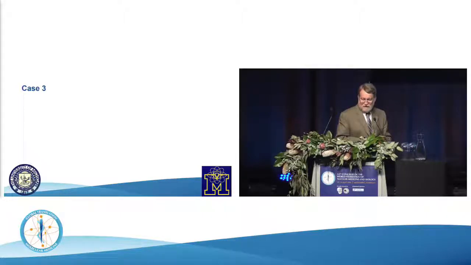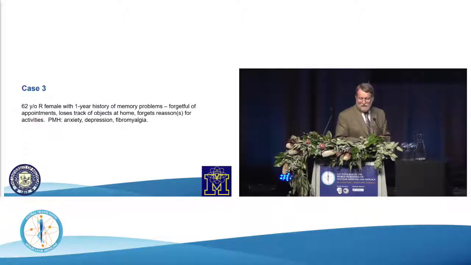Okay, third and final case. This will be a little brief. We have a mid or early 60s-year-old female. She has a 1-year history of memory complaints. She forgets appointments. She loses objects around her home. She forgets why she went to the kitchen and what she was trying to pick up from the refrigerator. Her past medical history is remarkable for anxiety, depression, and more recently for fibromyalgia. And she's being treated with gabapentin for that pain syndrome.